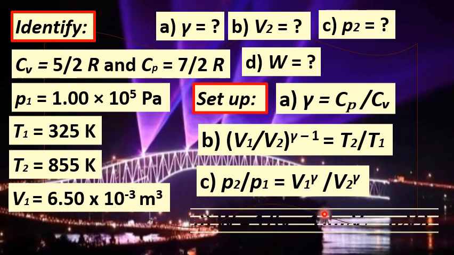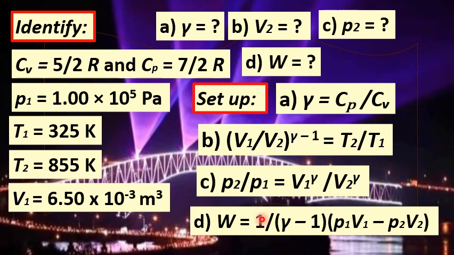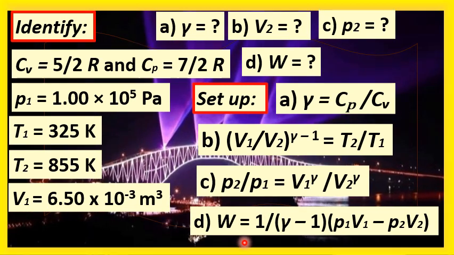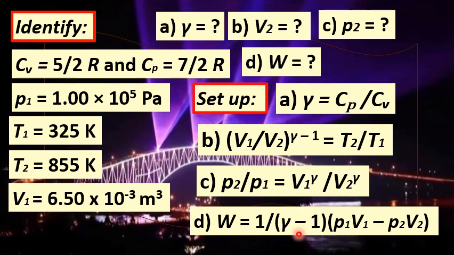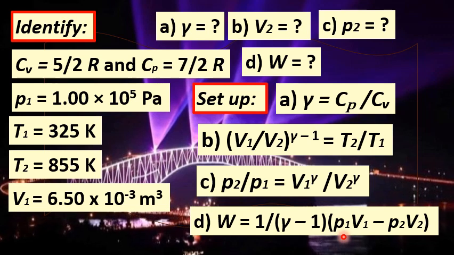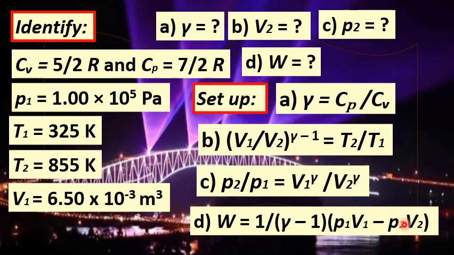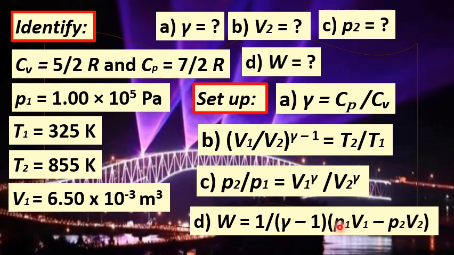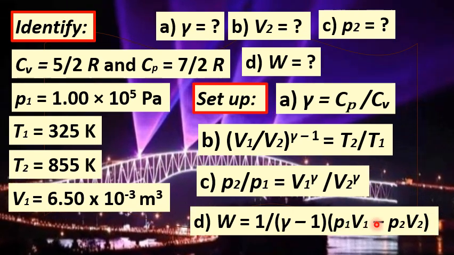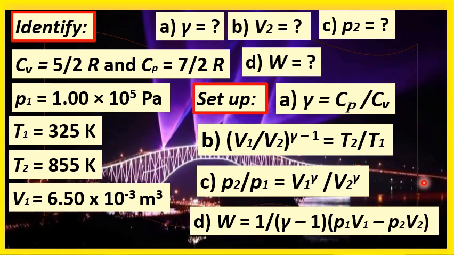And for the work done, W, we use this formula, which is getting the reciprocal of gamma minus 1 and then multiplying it by the values inside this parentheses, the product of P sub 1 and V sub 1 minus the product of P sub 2 times V sub 2.